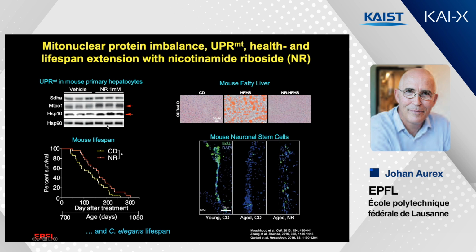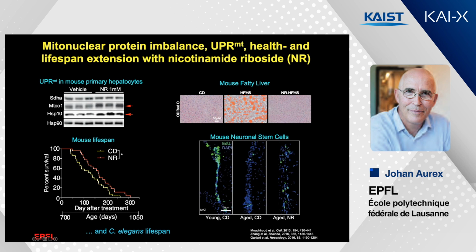This, like the induction with doxycycline, has beneficial effects. If you treat a mouse at 700 days of age with nicotinamide riboside, you extend lifespan. You see that you can prevent mouse fatty liver formation. Here you see a mouse which has been given high-fat, high-sucrose diet. If you treat with NR, you remove this.